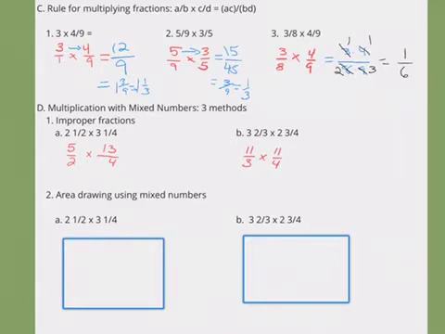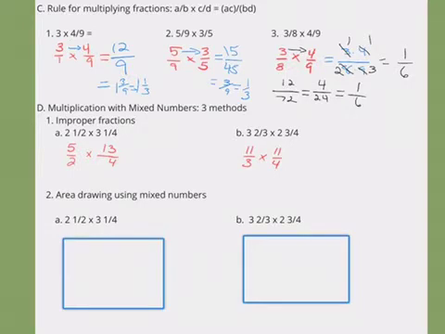Now I don't have to do that. If I wanted to, I could have multiplied straight across and got 12 over 72. And then I could have reduced. I could reduce top and bottom by 3, which gave me 4 24ths. And then if I reduce the top and bottom by 4, I get that 1/6. So I can do either method.